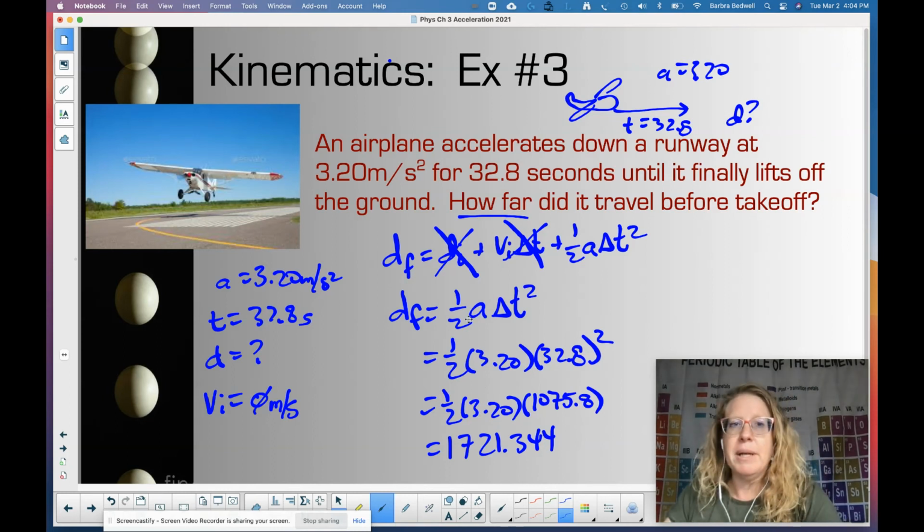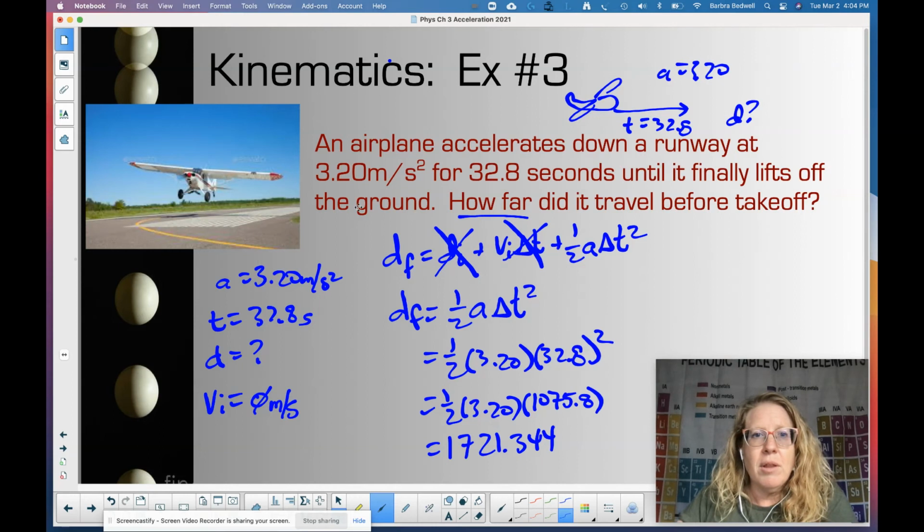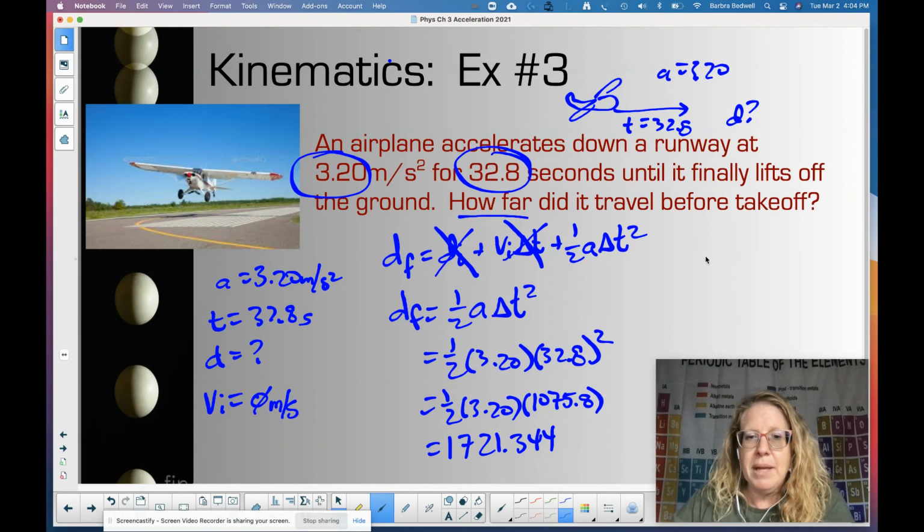All right, so what does this mean? Sig figs, units, round it, get it done. 3 sig figs in this problem, 3 sig figs in this problem, so we can write our answer in 3 sig figs. So what would that be? 1720, like that. That would be our 3 sig figs. Trailing zeros without a decimal place don't count. That's just a placeholder 0.